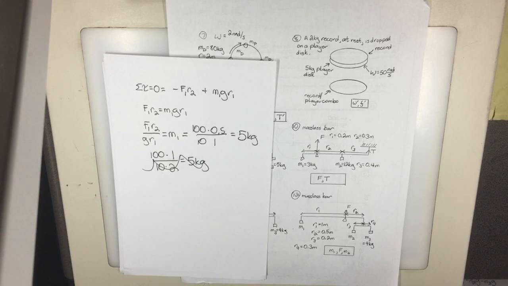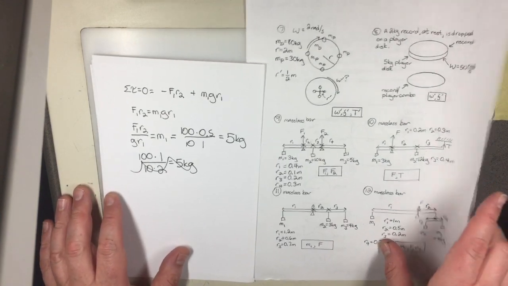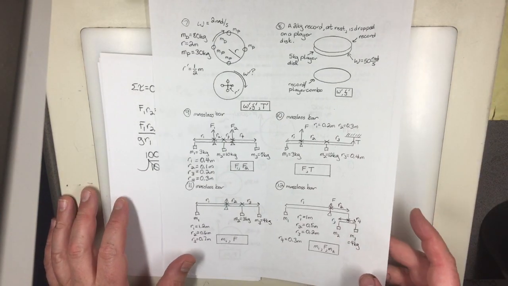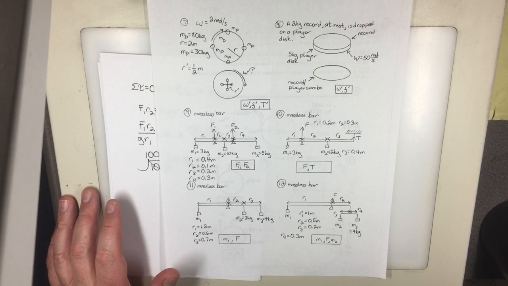Yes? Can you explain again why you chose to find M2 first? Technically, you could go either way. Looking at this bar, actually, no, you can't go either way. Let me tell you why.